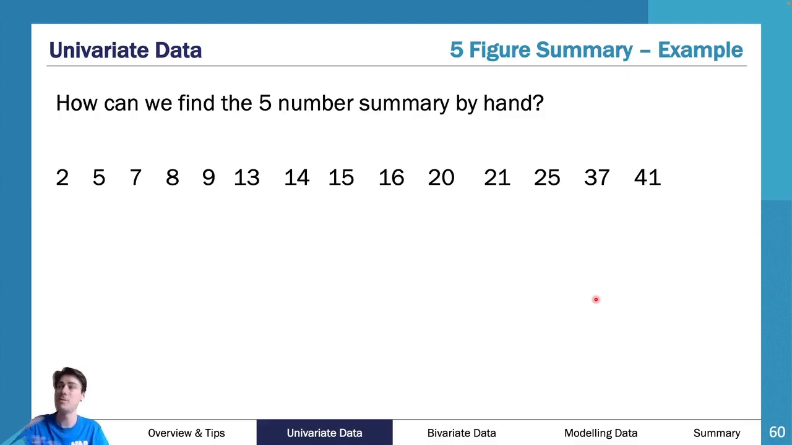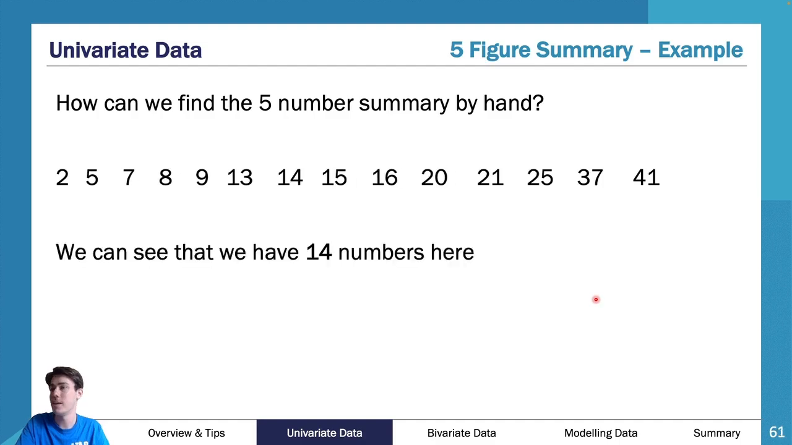But if I've got this data here and I say, all right, I want my 5-figure summary. Well, first of all, I'm going to say, all right, how many numbers do I have? I have 14 numbers. That's the most important thing. How many numbers do you have? Well, I have 14 numbers here. I've counted it out: 1, 2, 3, 4, 5, 6, 7, 8, 9, 10, 11, 12, 13, 14. 14 numbers. So the median is going to be between the 7th and the 8th number.